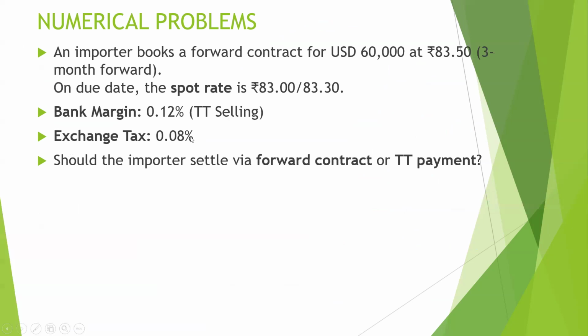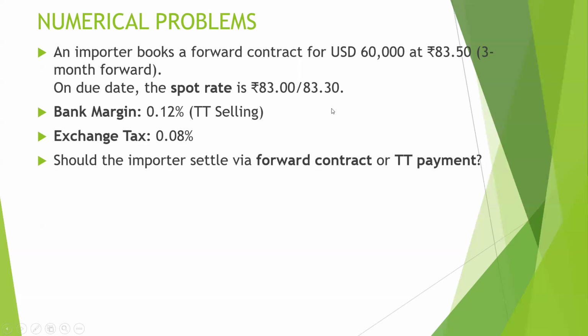Okay, another one. An importer books a forward contract for USD 60 at 83.50. So 3 month forward. Now it is about a forward contract. On the due date, the spot rate is this. Bank margin is given, and one hint is also given, TT selling. And exchange tax is given. So should the importer settle via forward contract or TT payment? Sometime in the future, like 3 months, the future rate is given as this one.